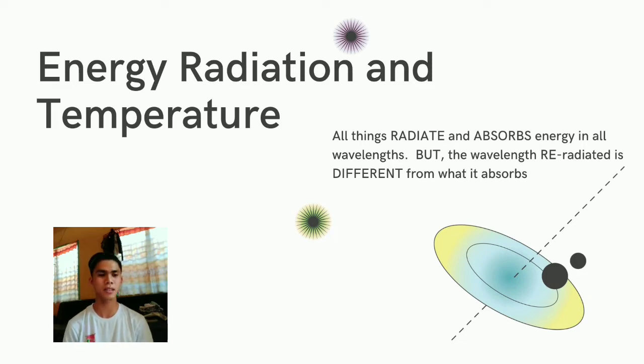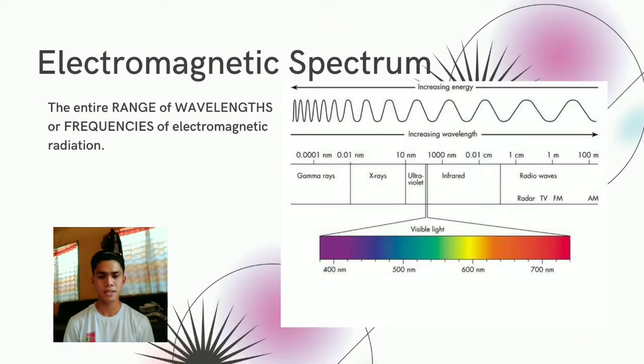So that is the concept of energy radiation and absorption. Now let's have the second subtopic, which is the electromagnetic spectrum. What is this electromagnetic spectrum?